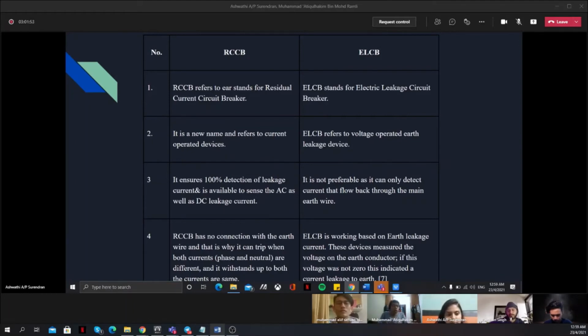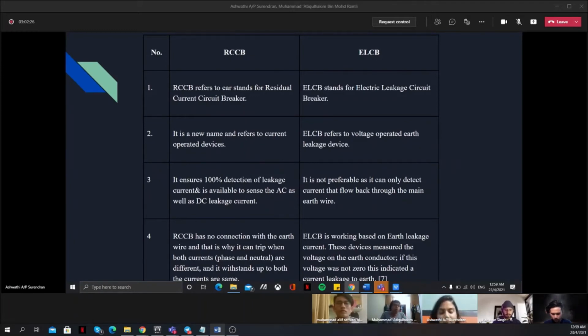And the third is that RCCB ensures 100%, or what we call ideal, detection of leakage current and is able to sense AC, which is alternating current, as well as DC leakage current. And ELCB is not preferred, as it can only detect current that flows back through the main earth wire.